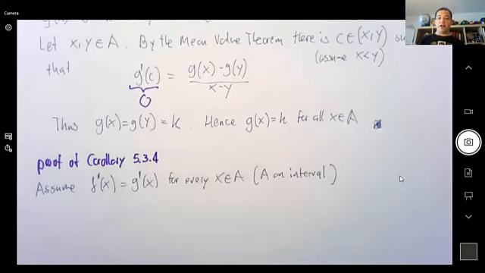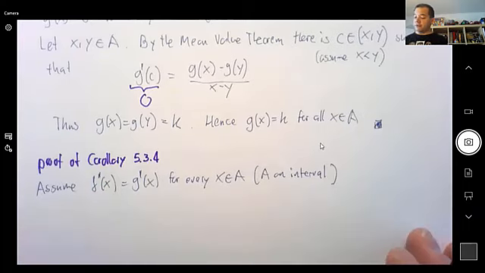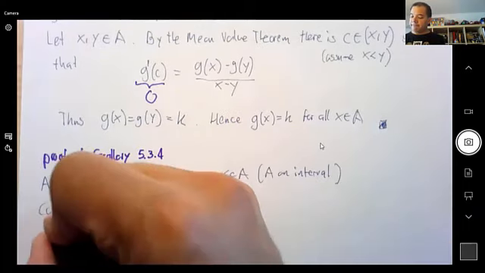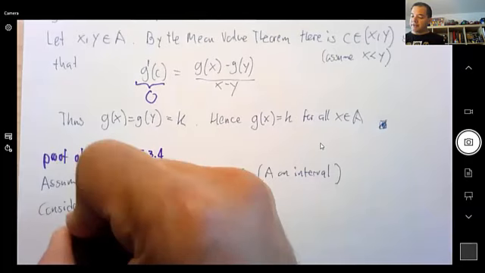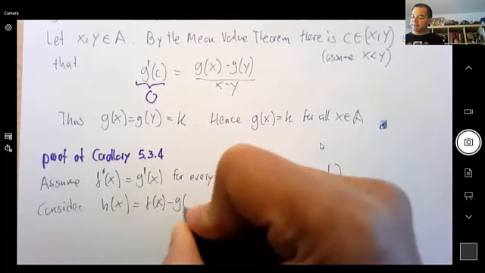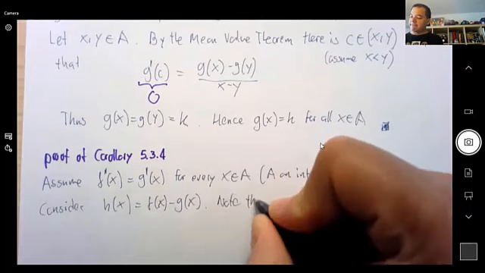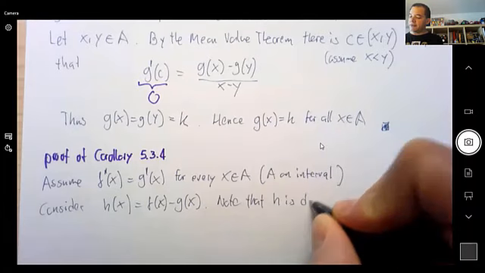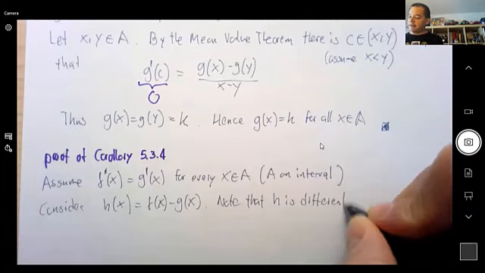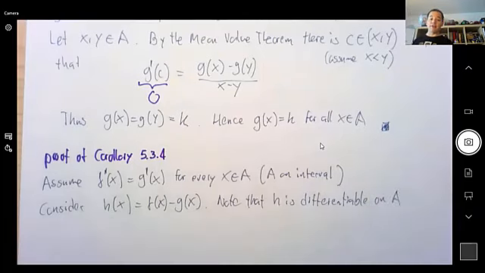it's not hard at all. So what we're gonna do is we're going to use the difference. So we're gonna create a new function. So consider h of x equals f minus g. Note that h is differentiable on A, right? Because it's the difference of two differentiable functions on A. So that part is fine.